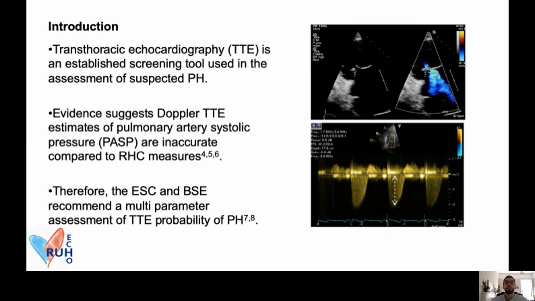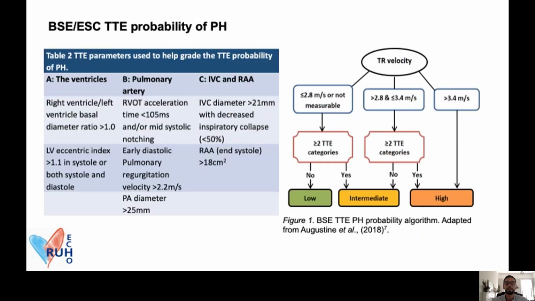Therefore, both the ESC and BSE recommend a multi-parameter assessment of the TTE probability of PH. Measurements of the peak TR velocity, ventricles, pulmonary artery, IVC, and right atrial area are used to provide either a low, intermediate, or high probability of PH.